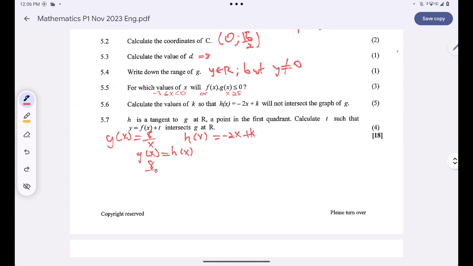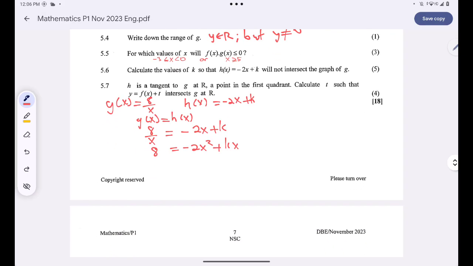Remember that g of x is 8 over x, and h of x is -2x plus k, right? And I don't want to have fractions. That means I must multiply everything by x. I'll simply have 8 is equal to -2x squared plus kx. I must put everything in standard form. I'll take the negative 2x squared to the other side. It will be positive 2x squared, and the k will be negative, and then I have a plus 8 equal to 0. All together.